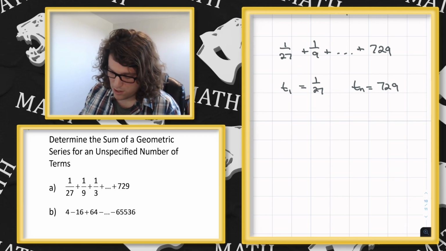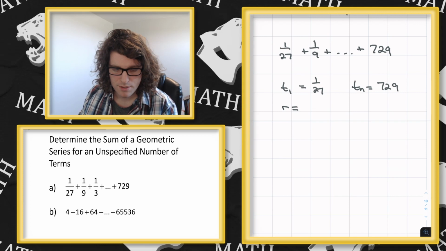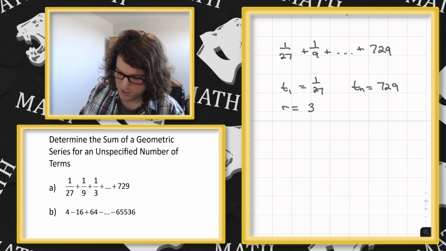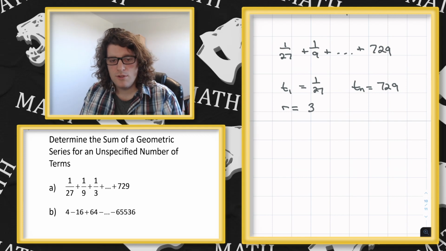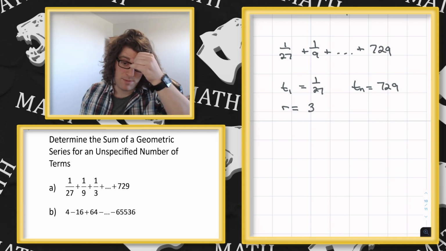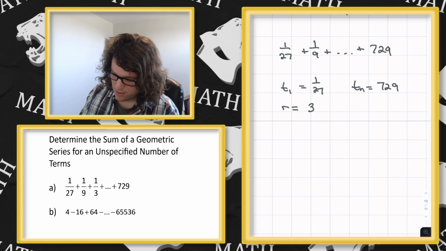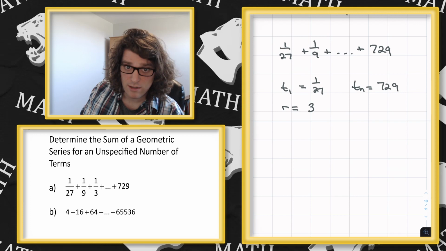And I do know the common ratio because I have consecutive terms there. So the common ratio is 3. So if I multiply 1/27 by 3, I get 1/9, and then I multiply by 3 again, I get 1/3. So that looks good.